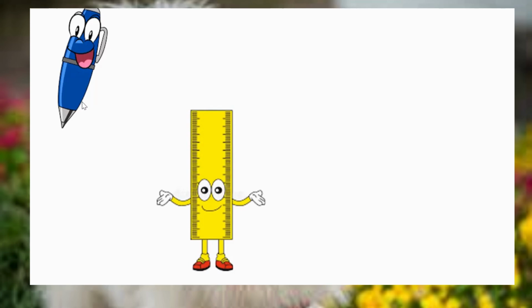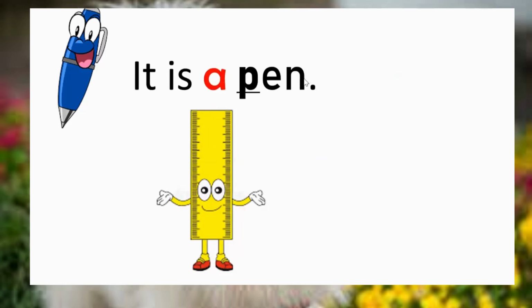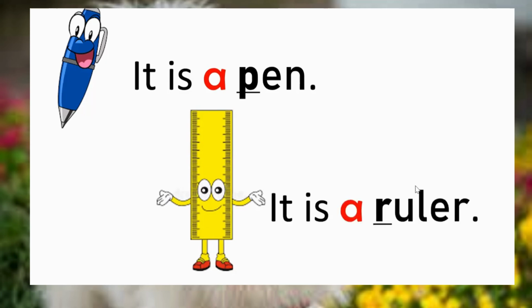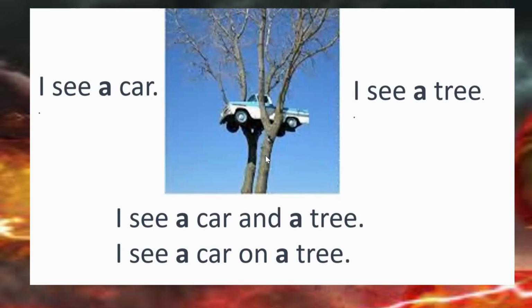Pen. What do you say? Excellent. Did you say it is a pen or this is a pen? That will be fine. It is a pen. Great job. And the yellow one is wonderful. Did you say it is a ruler? It is a ruler.